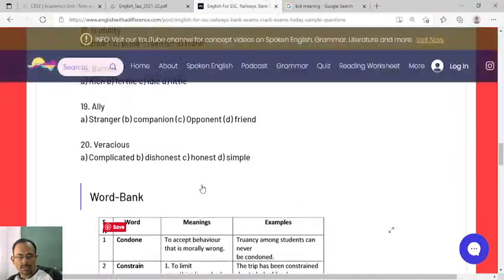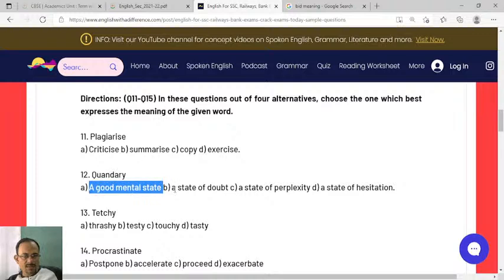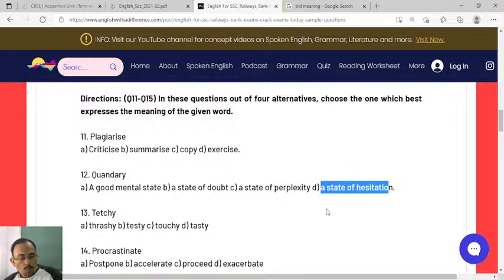Okay, what about the rest of you? Do you have any idea about the answer of this particular question, quandary? Is it a good mental state, a state of doubt, a state of perplexity, or a state of hesitation? Which one do you think is the correct option? As I told you, the meaning of quandary is not able to decide. So, which option do you think is the correct one? Let me see what others write. State of doubt, Tanali, Sahil and Tanali are absolutely correct. It should be a state of doubt.